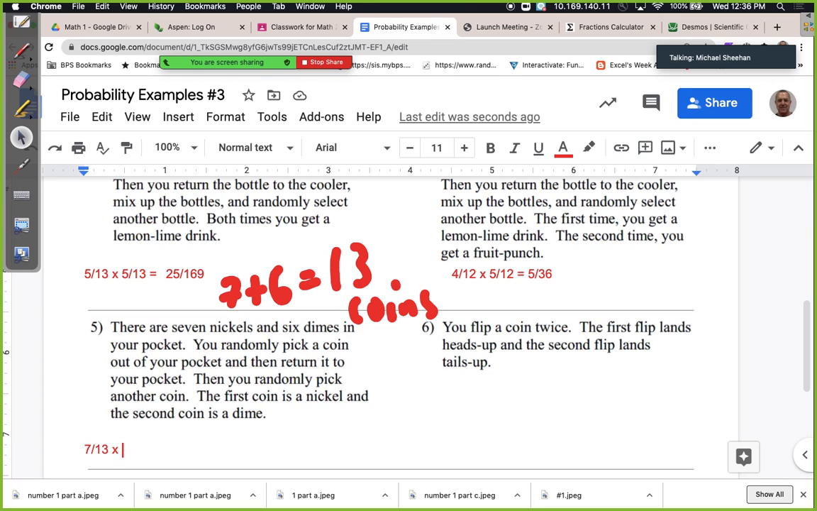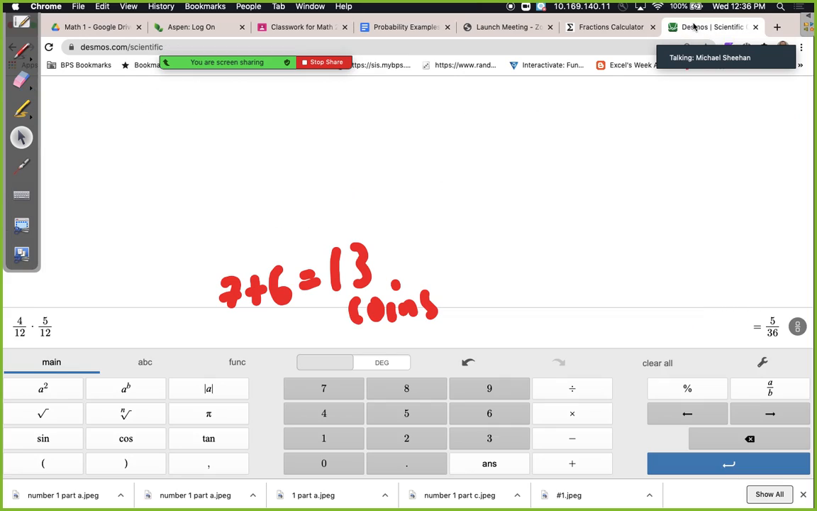How many dimes do I have, Olivier? 6. Yeah, I've got 6. So I've got a 6 out of 13 chance of getting a dime the second time. So I want to multiply 7 out of 13 times 6 out of 13.